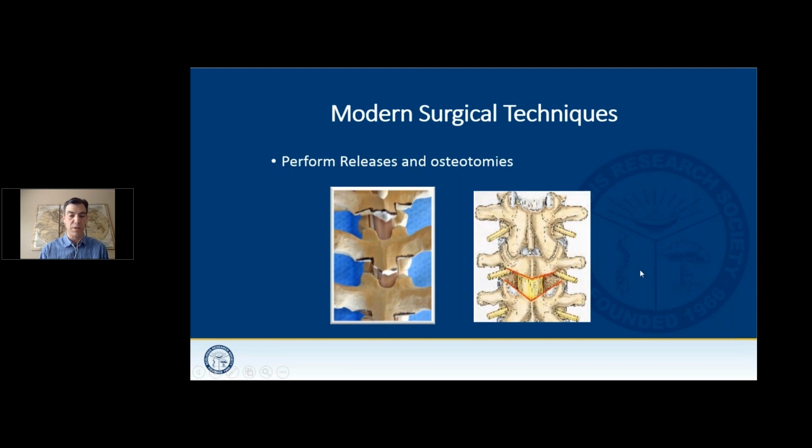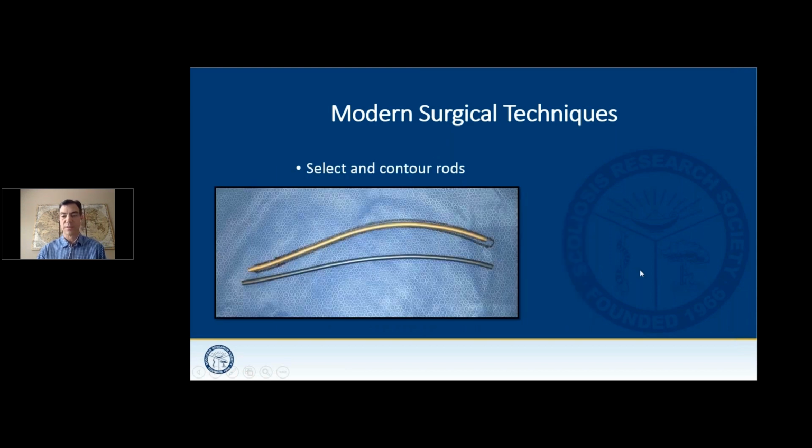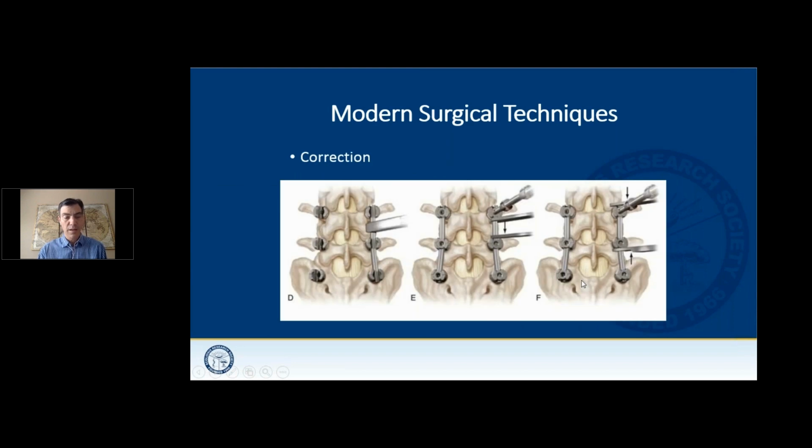And that allows for some more flexibility of the spine and oftentimes more safety as we do manipulations to straighten the spine. Next, we'll select and contour our rods, and this can be surgeon dependent as there are many different techniques, but suffice it to say we typically select two rods. Sometimes we contour them differently. Sometimes they're very similar depending on the patient's deformity. And then we apply the rods to the screws.